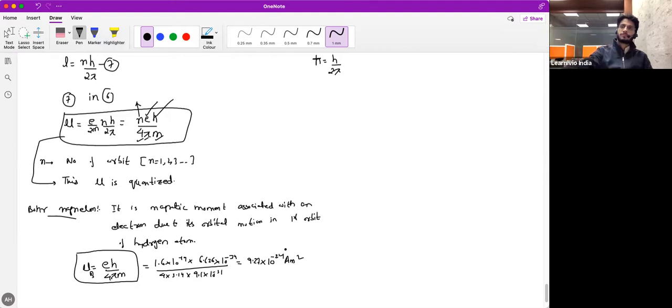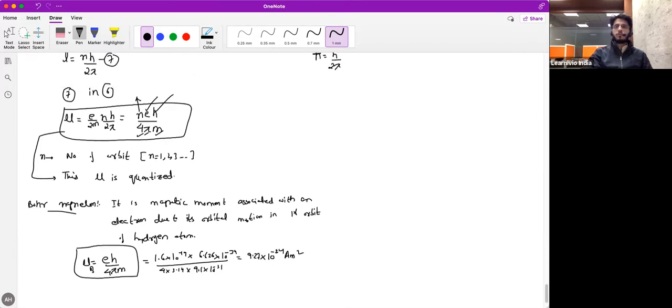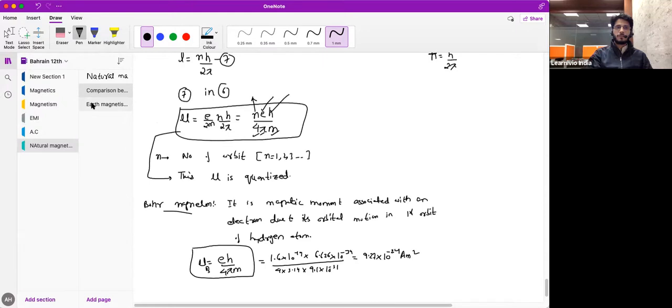So that h is Planck's constant. h is Planck's constant, right? Okay, so that was Bohr magneton, natural magnetism. The next small topic is earth magnetism. Noted? Can I change the slide now? Yes.